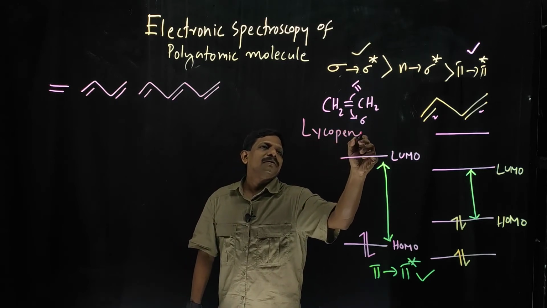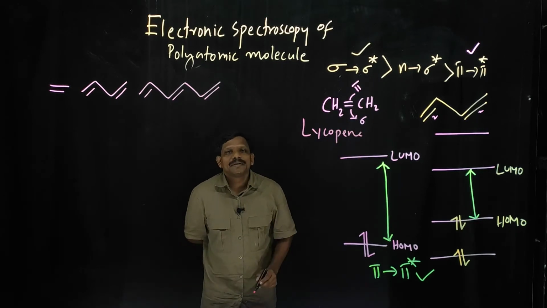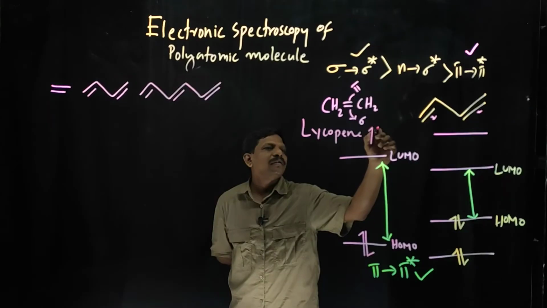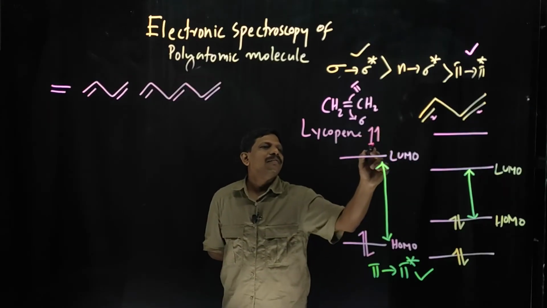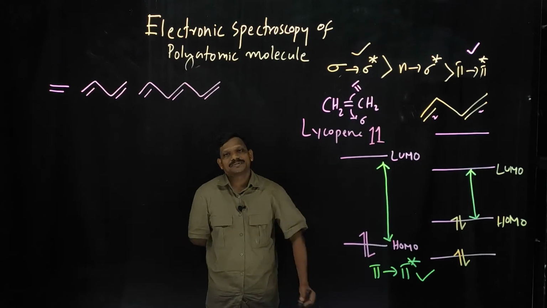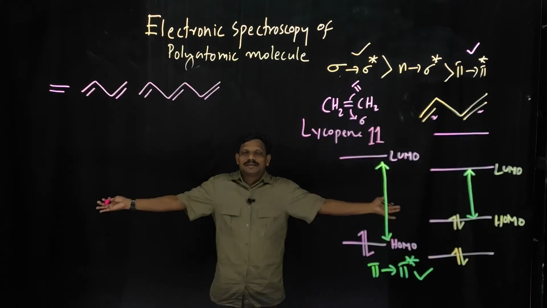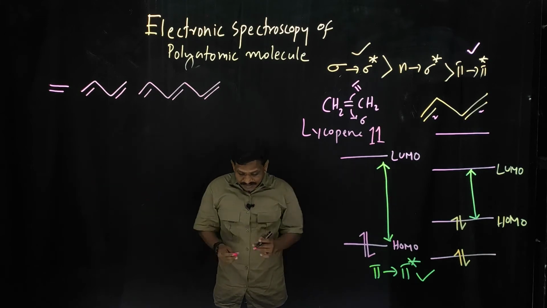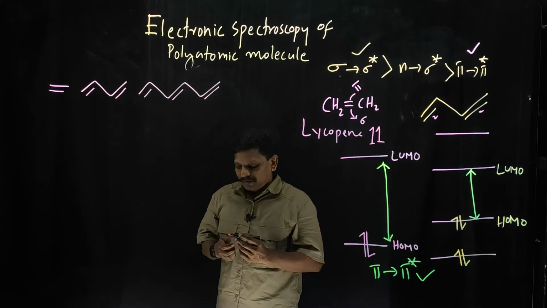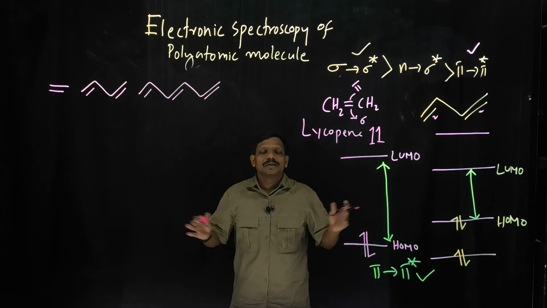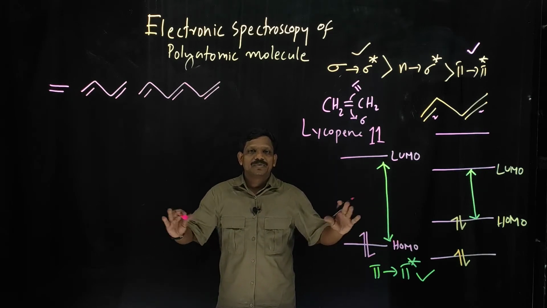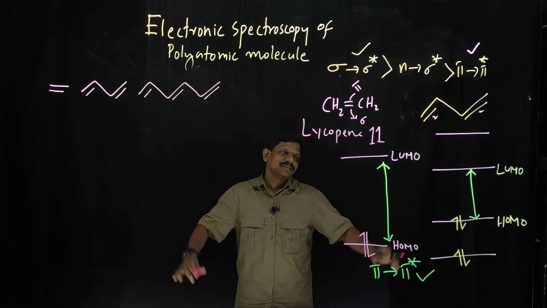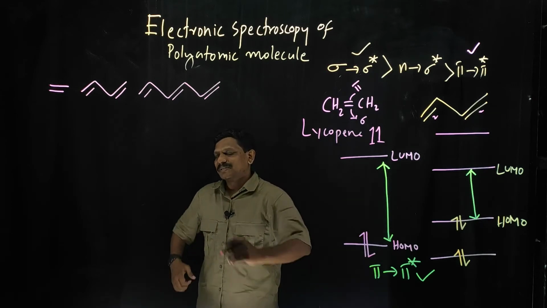Lycopene. What is the peculiarity of lycopene? Lycopene consists of 11 conjugated double bonds, which you can see if you check the structure of lycopene. So lycopene has 11 conjugated double bonds and it shows a red color. Why it is red, we will see.